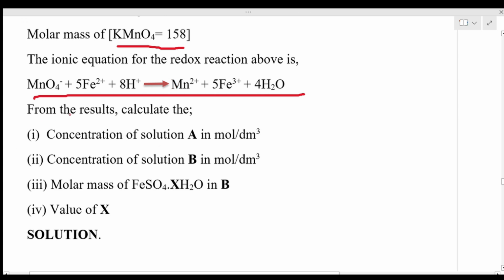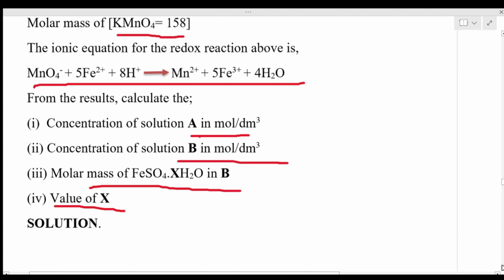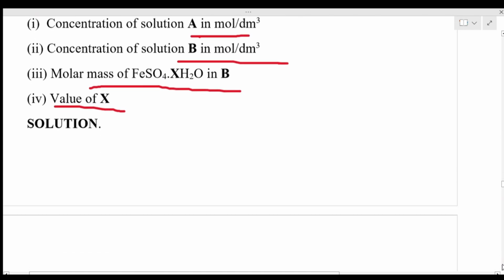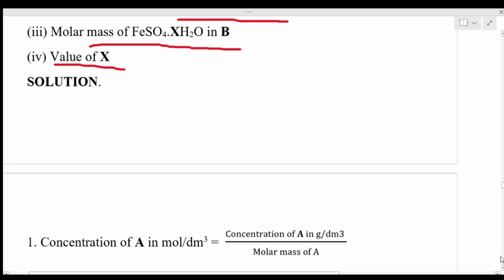Now, from the result and the experiment that you have done in the lab, what do you need to do? What is the concentration of A in mole per DMQ? Concentration of B in mole per DMQ. Molar mass of FeSO4.XH2O in B, and the value of X. So how do I calculate this? Let's look at the formula to use.